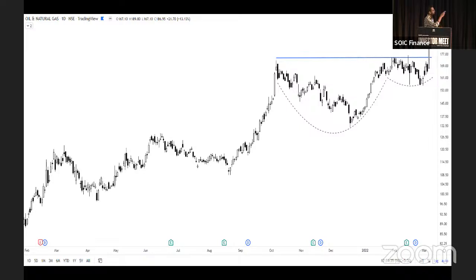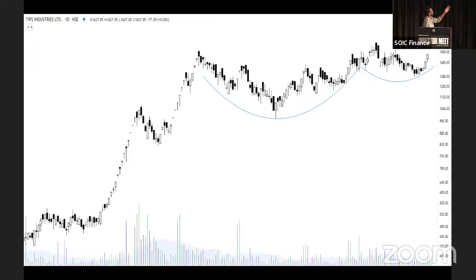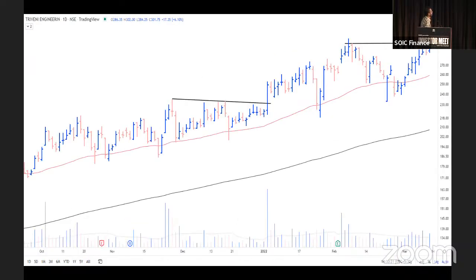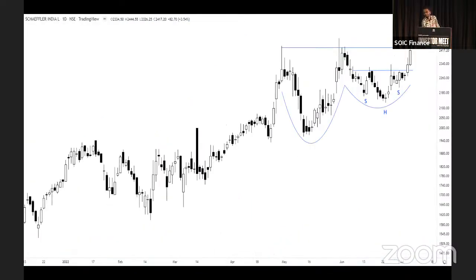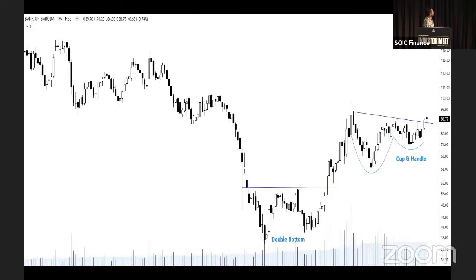So next, there are many examples in here. You can continue. Next, so many in there. Next, Triveni. Next, so many. BSC was one, then Polyplex. Next, I think Ishmohit will share the PPT, so you can see the chart patterns. All are just chart patterns. Next, sir.